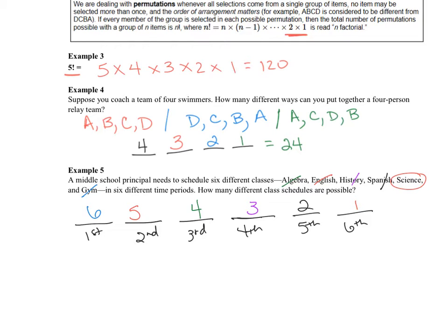We say the order of an arrangement matters, meaning that this schedule right here is totally different than another schedule we had with the exact same classes. And so this would be 6 factorial, or 6 times 5 times 4 times 3 times 2 times 1.